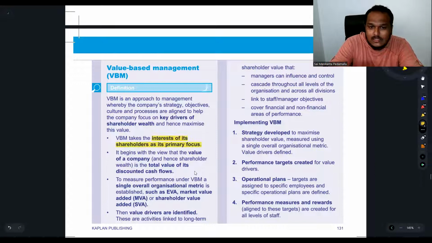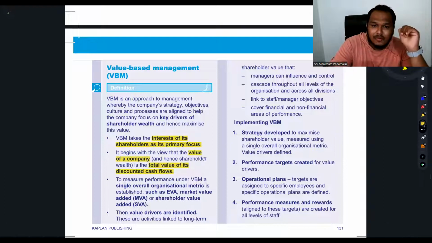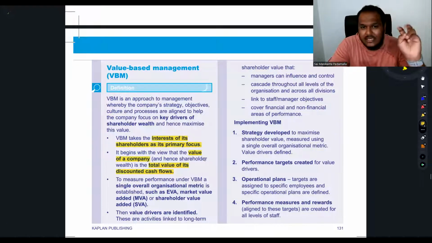Interest of its shareholders is the primary focus. Ultimately, everything that you do should increase the value of a company, the total value of the discounted cash flows. So please understand, how do we value the share price? How do we value a company? You do that in AFM if you understand it. But if you haven't done AFM, no problem.